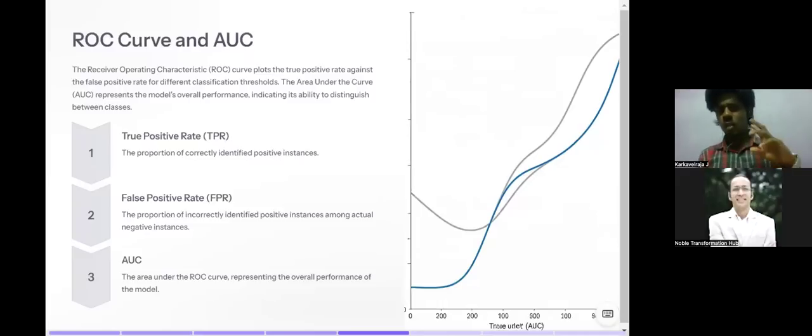So today's session is all about the continuation of evaluation metrics. Please make sure that you watched all the previous sessions so that you can have a better understanding of what we are talking about. As I mentioned, today it's a continuation of evaluation metrics.